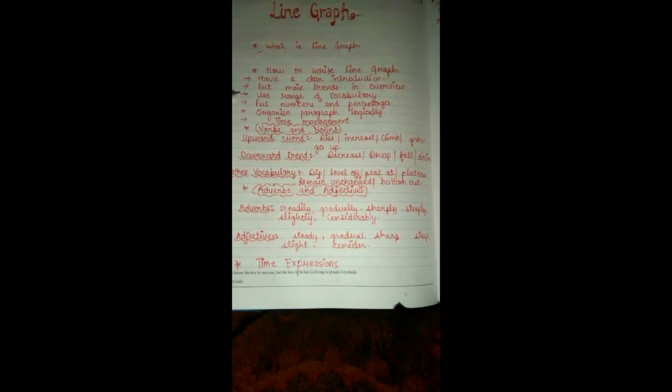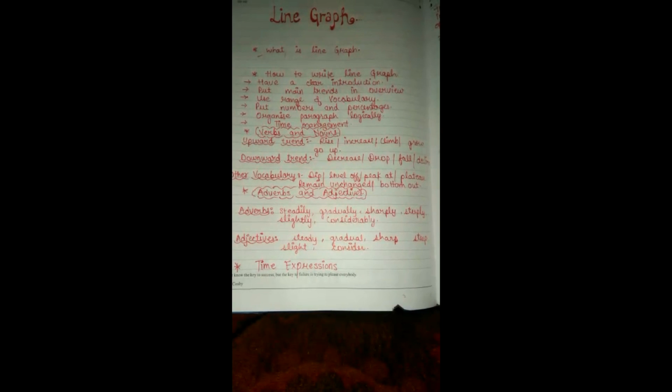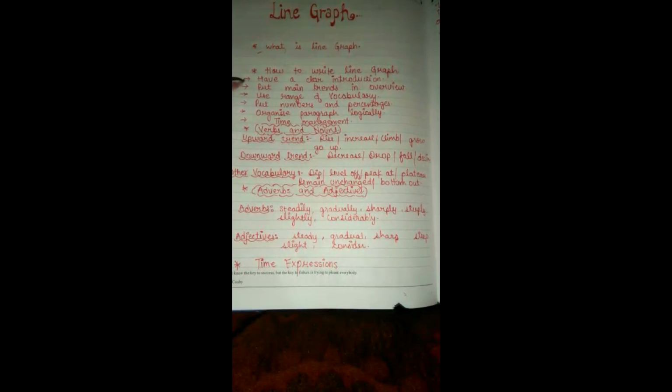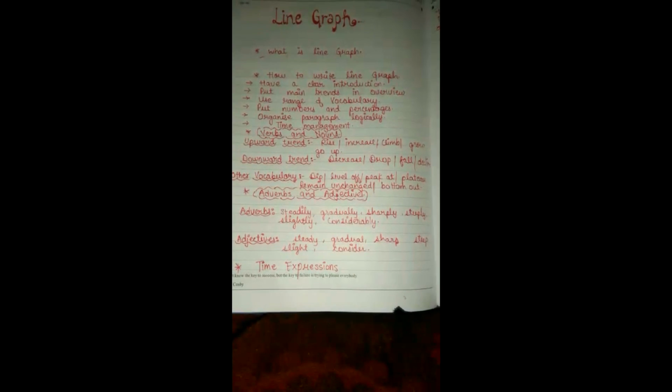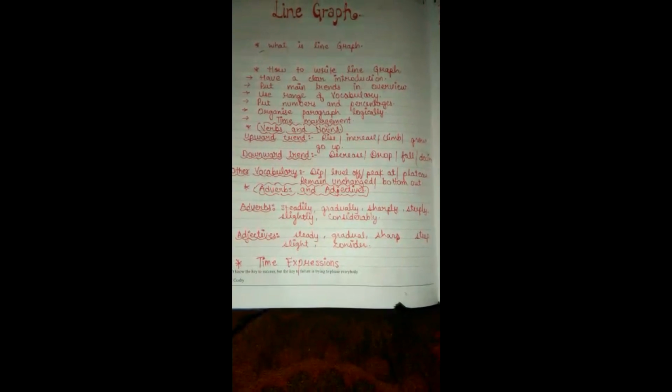The third one is use range of vocabulary. You have to use a range of vocabulary and do not make spelling mistakes. You have to use different verbs and nouns. Use a range of adjectives and adverbs. Vary your time phrases. So these were the things you have to keep in mind about vocabulary, the range of adjectives, adverbs, verbs and nouns, that I will explain further.